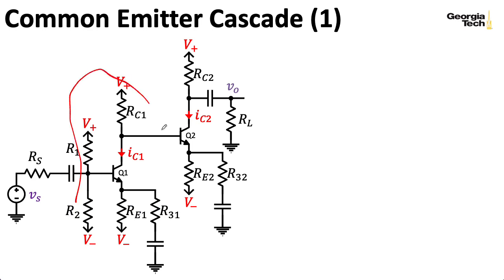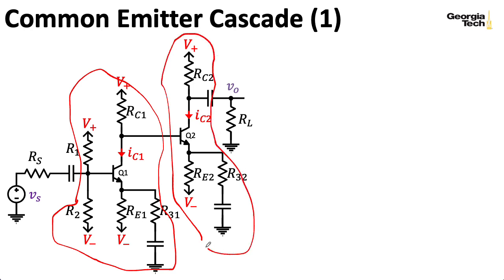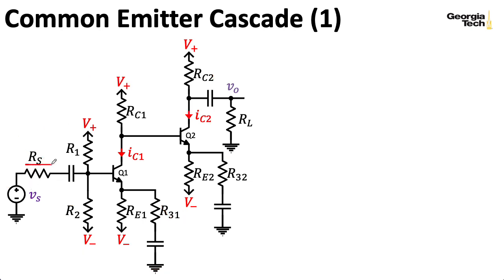So here I have one common emitter amplifier, and here I have another common emitter amplifier. So we're including an RS, that's a resistance representing the output impedance of whatever source is driving our amplifier cascade. This resistance is not considered part of the amplifier itself. And we also have an external load that the amplifier cascade is driving, and this RL is also not considered part of the amplifier itself.